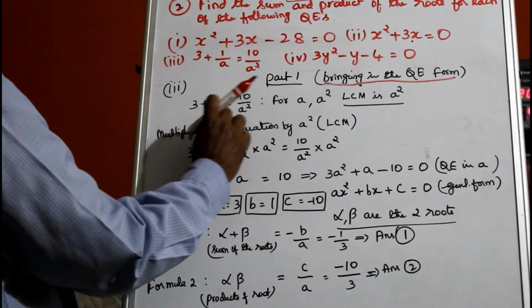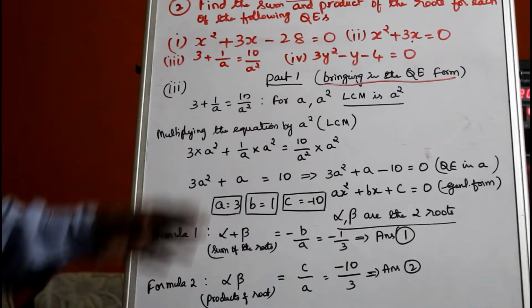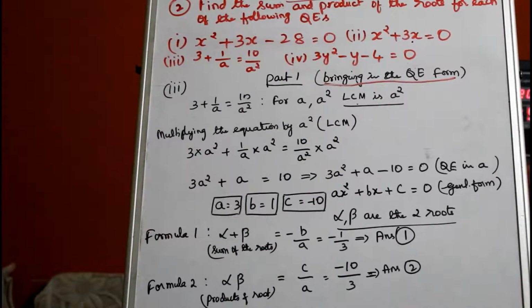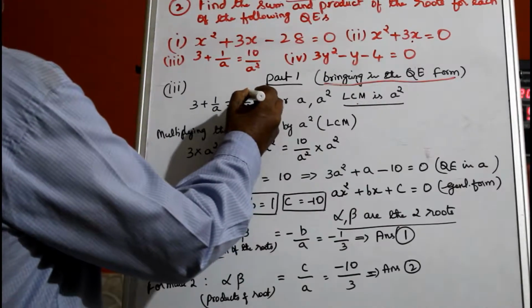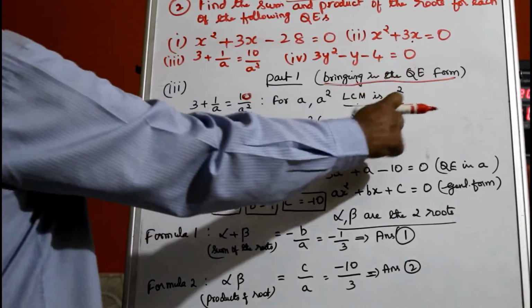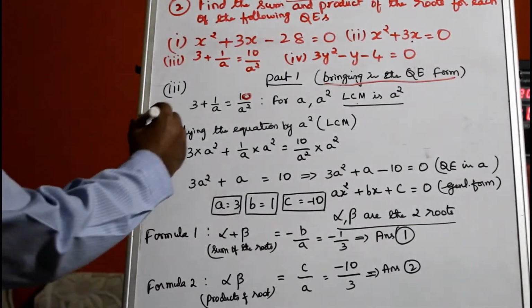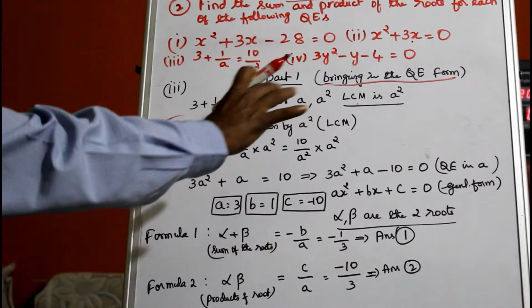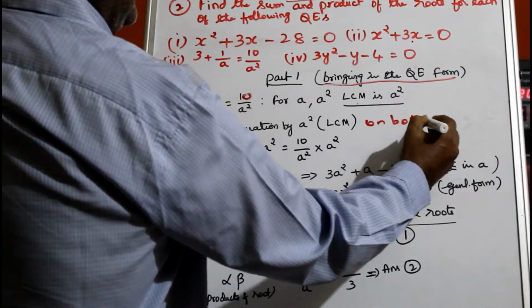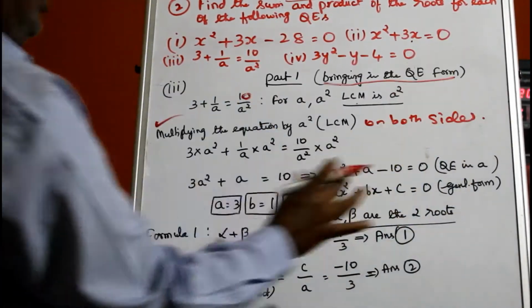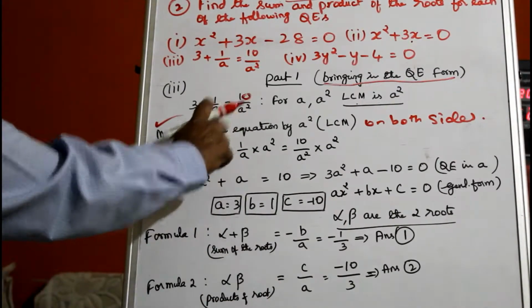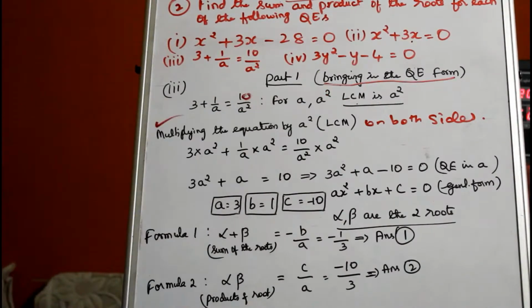So write the question: 3 plus 1 by a equal to 10 by a square. Generally we take the LCM. For a and a square, the LCM is a square, the bigger one. After taking the LCM, you can just cross multiply. But this method will be much better, where you multiply the whole equation by the LCM, a square, on both sides. This is much easier because it involves alphabets in the denominator. So it's better to multiply the equation by the LCM.